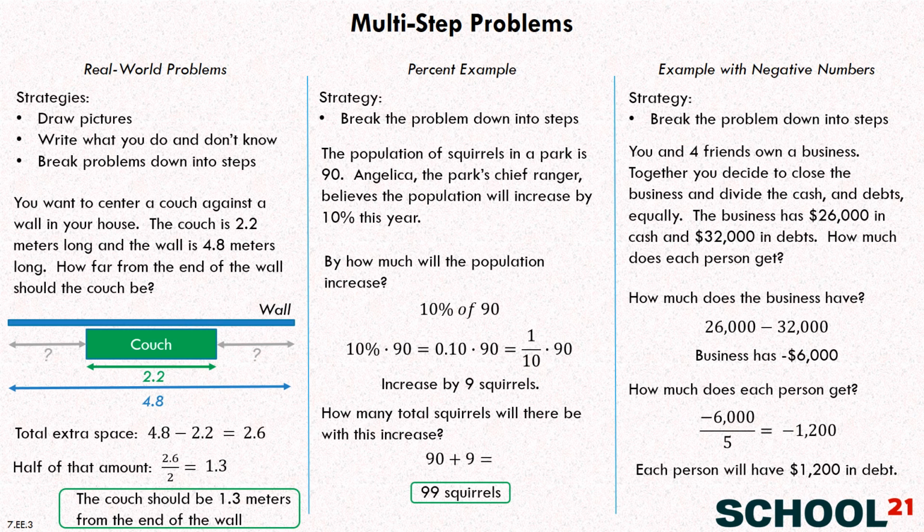So what have we been practicing here? Did we use any variables in any of these problems? No. We could have assigned a variable for the unknown here and for the squirrels, but we didn't. This is just a way to show you that you can solve multi-step problems in the real world by thinking through it logically, following your strategies of drawing pictures, writing down what you know and don't know, and always, always, always breaking the problem down into steps. Those complicated problems will usually form into a series of pretty simple steps.